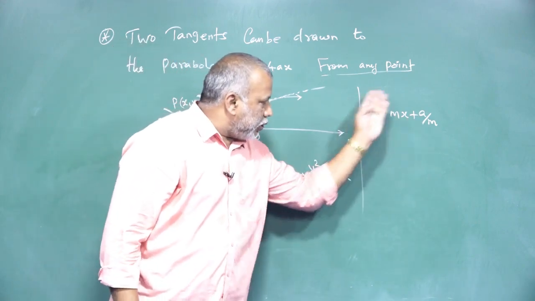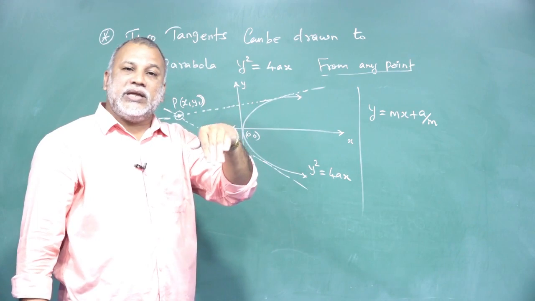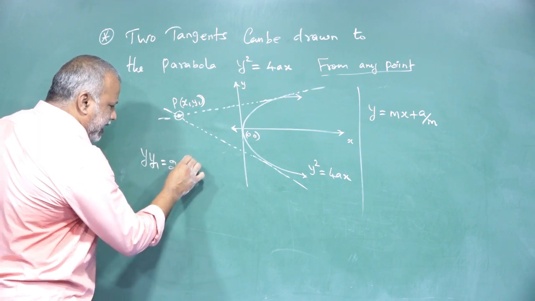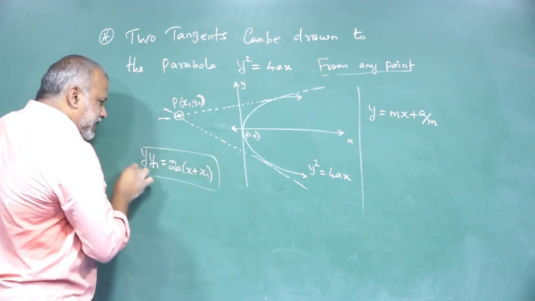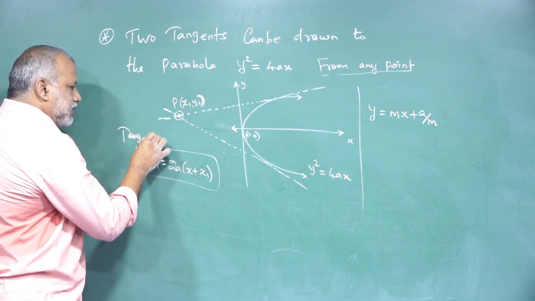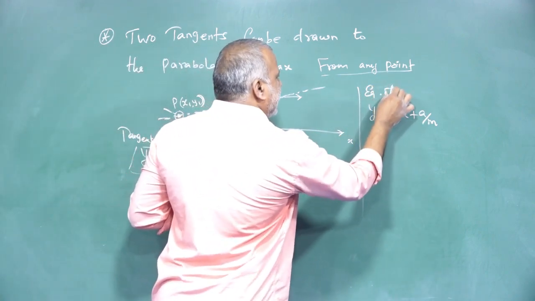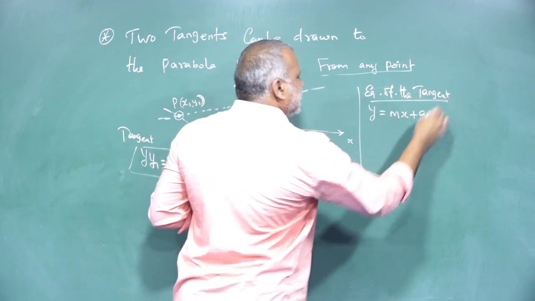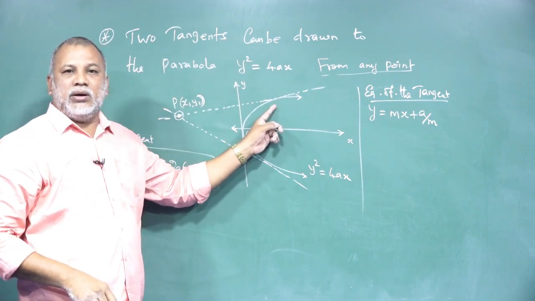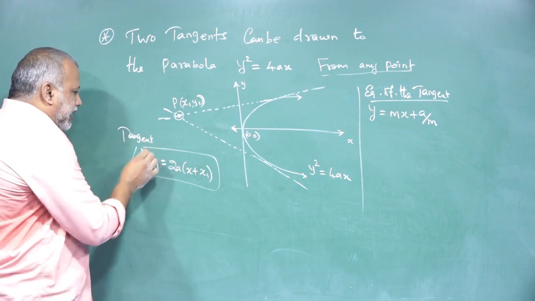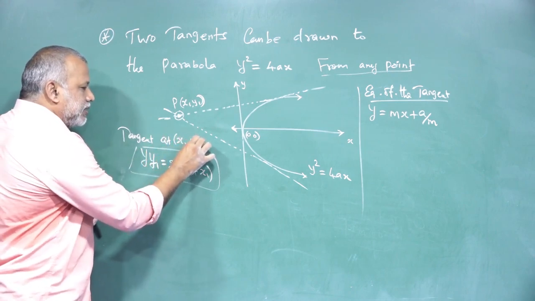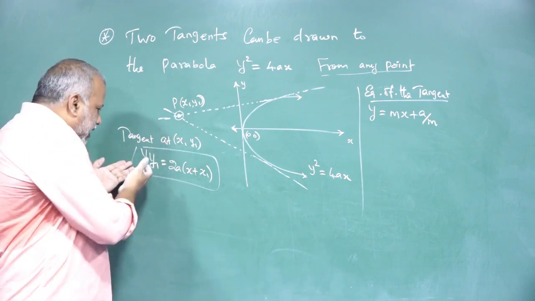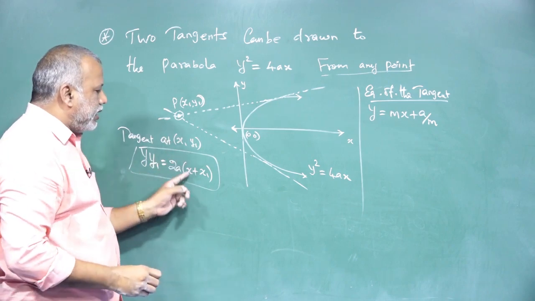See here, you are not using x1 comma y1. Before that, we derived the equation of the tangent, that is y y1 equal to 2a of x plus x1. This is also the equation of the tangent. What is the difference? If the point is on the parabola, that means the equation of the tangent at x1 comma y1. We are using this word. See the difference. This is the equation of the tangent at x1 comma y1. We can use this one: y y1 equal to 2a of x plus x1.